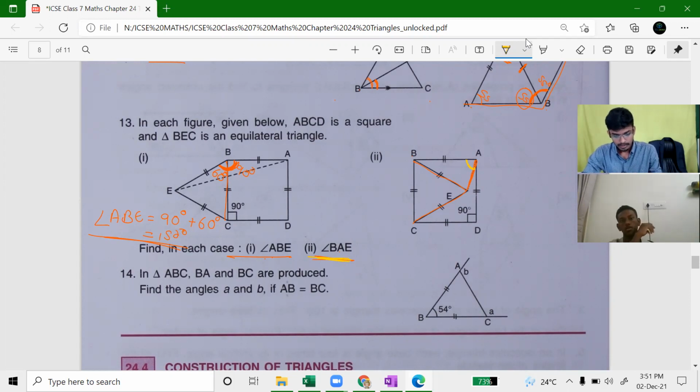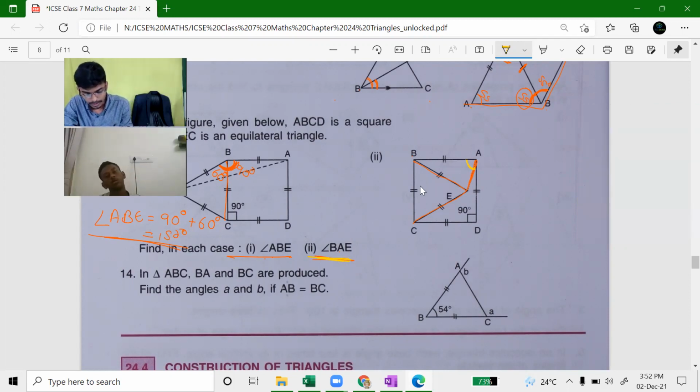Come on, let's go further. See, now we know that this is an equilateral triangle, so both the angles will be equal to each other. And we know this angle. What is this angle? Angle ABE. We find it out now.